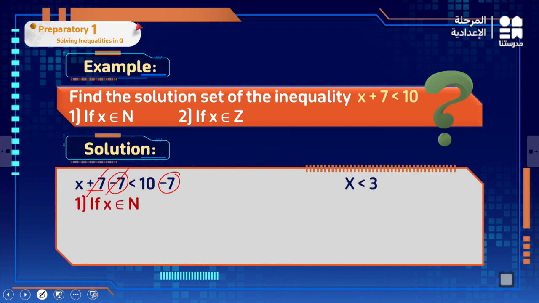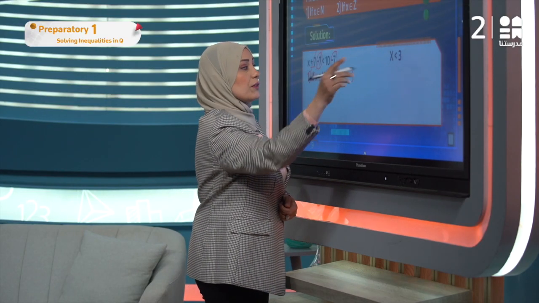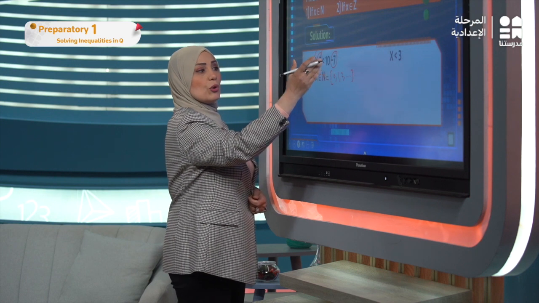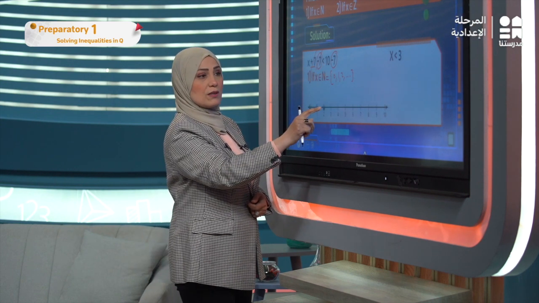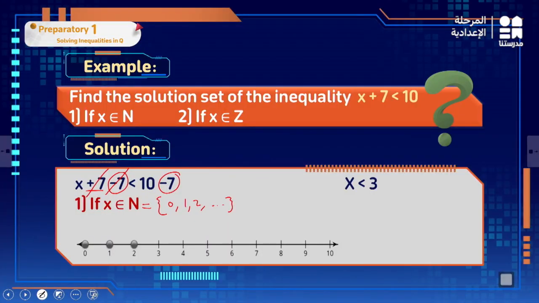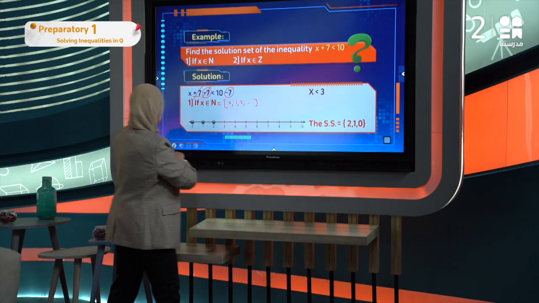If x belongs to N, that means the natural numbers. Here we have 0, 1, 2, 3, and so on. So x is less than 3, that means we are going to take 2, 1, 0. On the number line, 3 is not with us because there is no equal sign here, so we are going to take 2, 1, 0. And the solution set is 2, 1, 0.